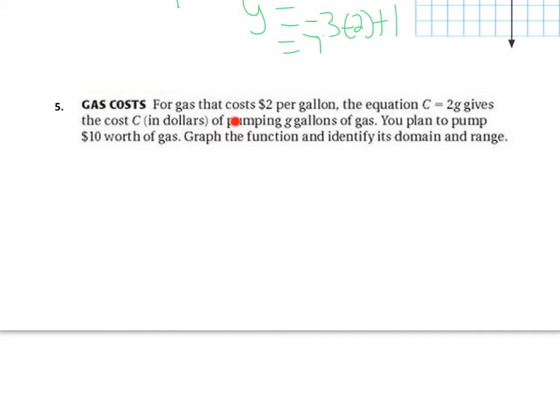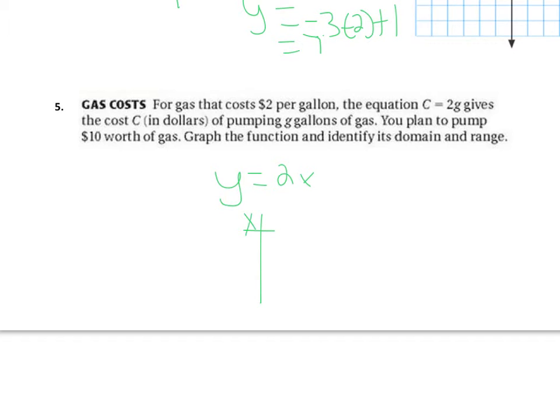For gas that costs $2 per gallon, the equation C equals 2G gives the cost in dollars after pumping G gallons of gas. You plan to pump $10 worth of gas. Graph the function and identify its domain and range. Okay? So we're going to graph C equals 2G. Treat it like this. Y equals 2x.